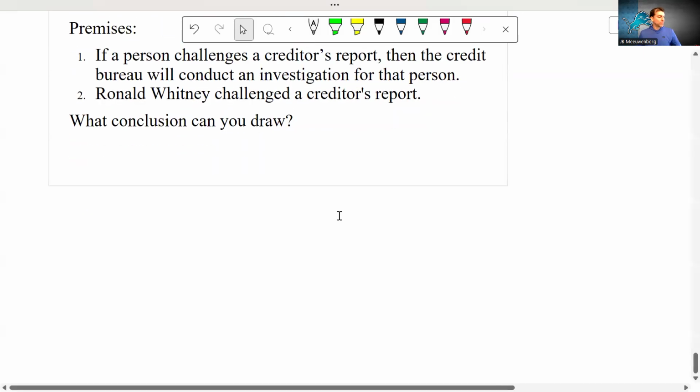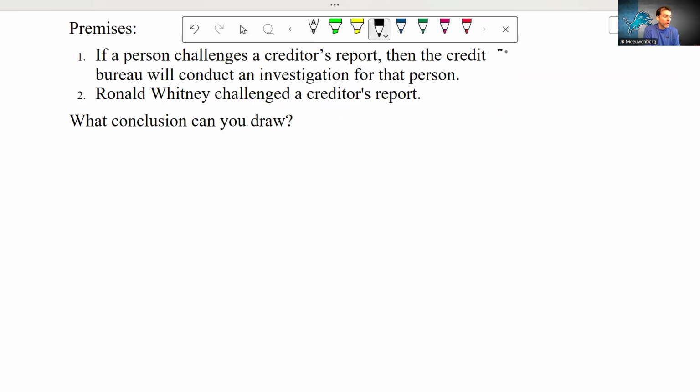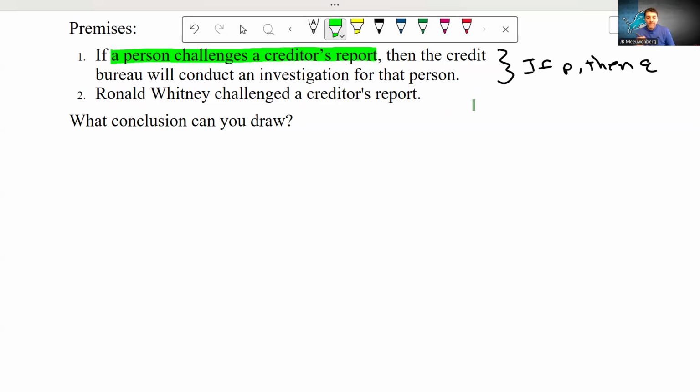So hopefully you've had a chance to stare at this and think about it. What you should notice is that the first premise, premise number one, was a conditional statement. If P, then Q. We all see that? If a person challenges a creditor's report, that's the P. Agreed? So then we look at the second premise. Ronald Whitney challenged a creditor's report.